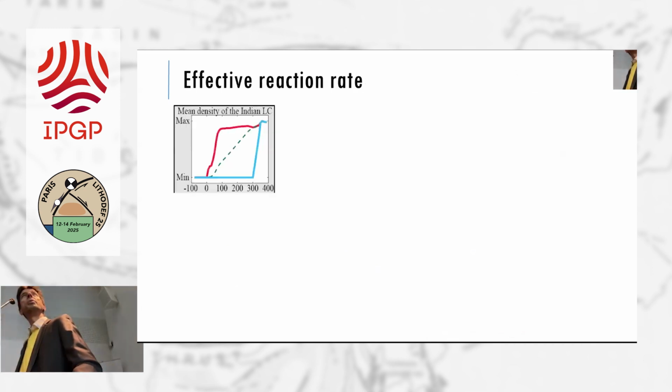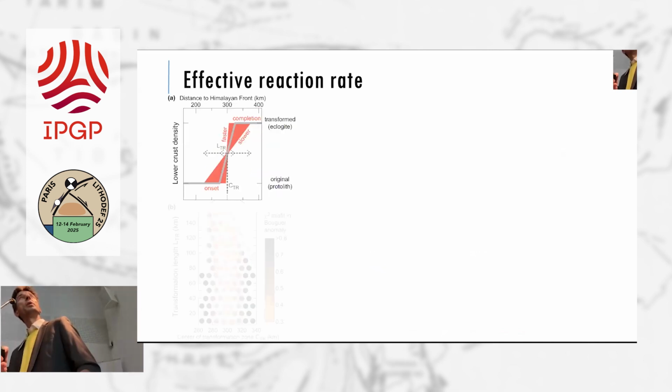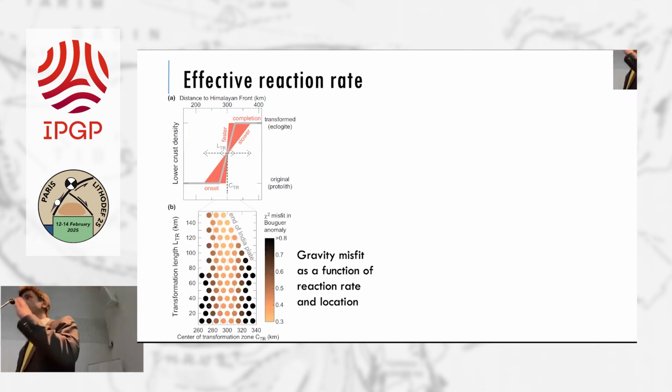More recently, we have revisited the question of the rate. How steep is the line of the reaction rate during the postdoc visit of Hetényi in Lausanne? And we played with the slope and the location of this reaction line in the model space. We compared this with, again, the gravity data, trying to find the best fit in terms of reaction speed and location. And once we found that, we found quite a large range of reaction rates.